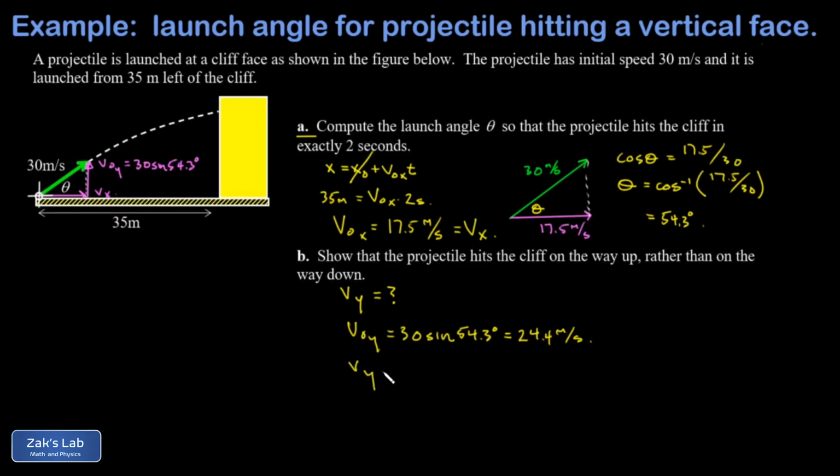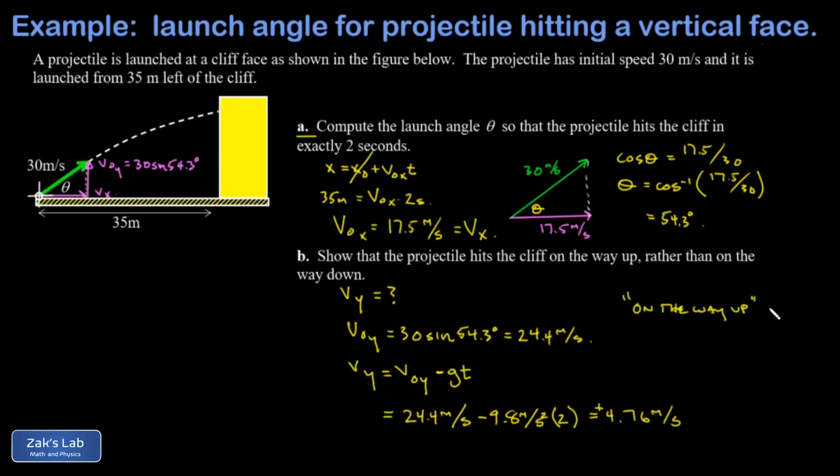Then I use my y velocity equation for projectile motion. That's Vy equals V naught y minus gt, where g is about 9.8 meters per second squared. And I get 24.4 meters per second positive for my initial y velocity, and then I have minus 9.8 approximately meters per second squared for g. And then the flight time was 2 seconds. When I run the numbers on this, I get a final y velocity of positive 4.76 meters per second. And that means the projectile was still on its way up. And we're done with that part.